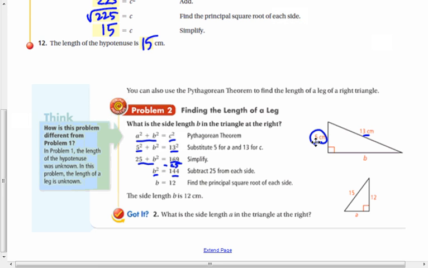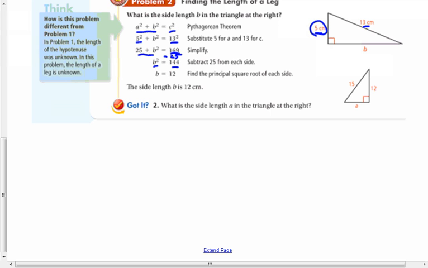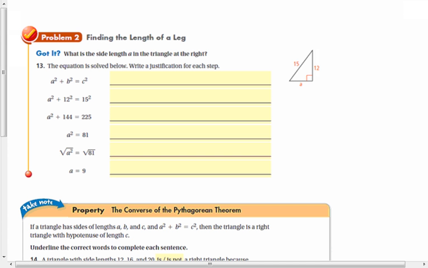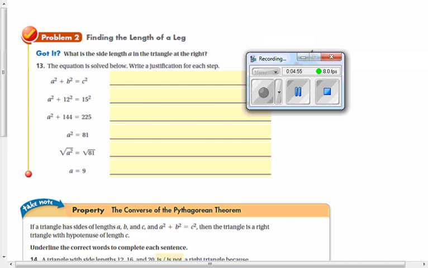Okay? So I'm going to let you try that here. See if you can find the length of the triangle at right. And actually the work is here for that. You just write in a justification each step. So where are these numbers coming from?